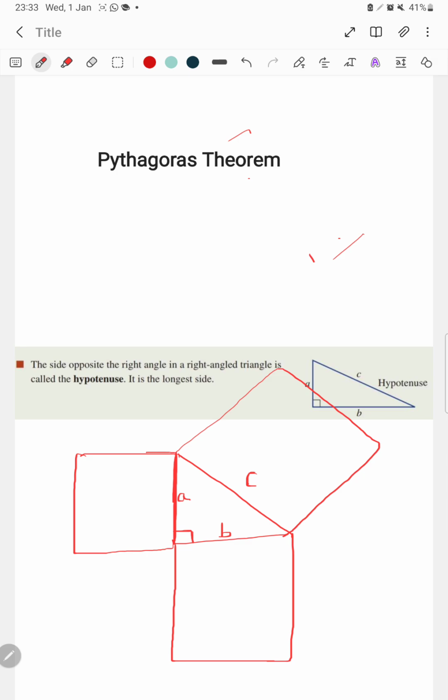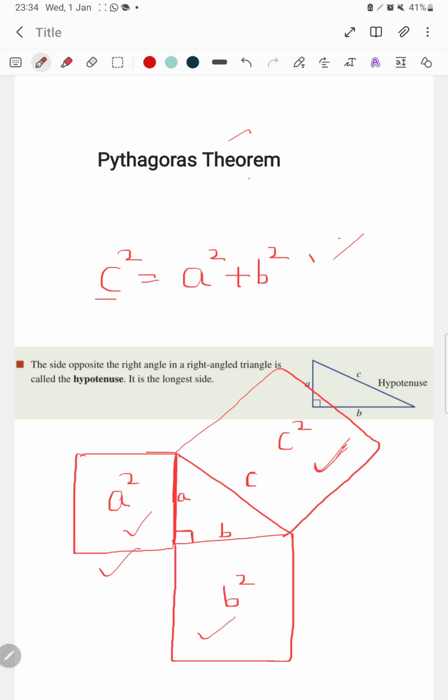And what is that relation? If you compute the area of each of these squares, here it is A square, because the area of a square is side multiplied by side. The area of this square will be C square, and the area of this square is B square. So what the mathematician found is that the area on the hypotenuse, which is C square, is equal to the sum of the other two areas, A squared plus B squared. So basically these are the areas of the squares.